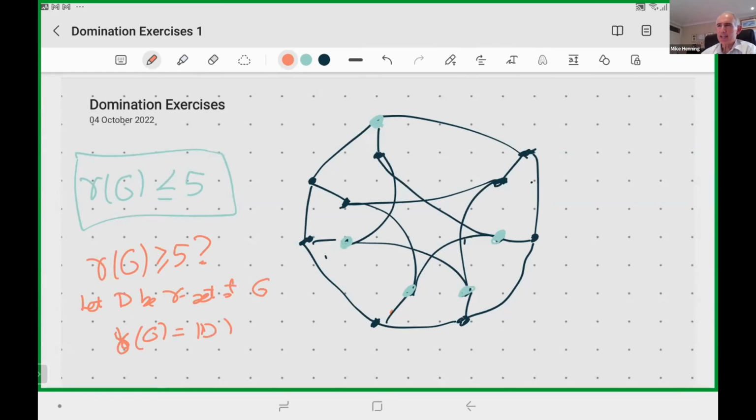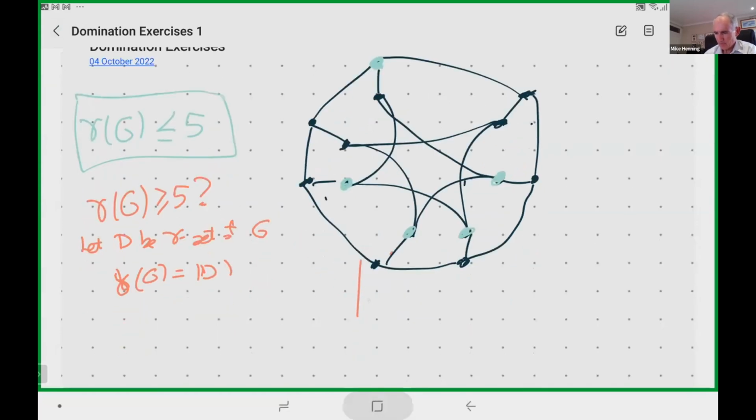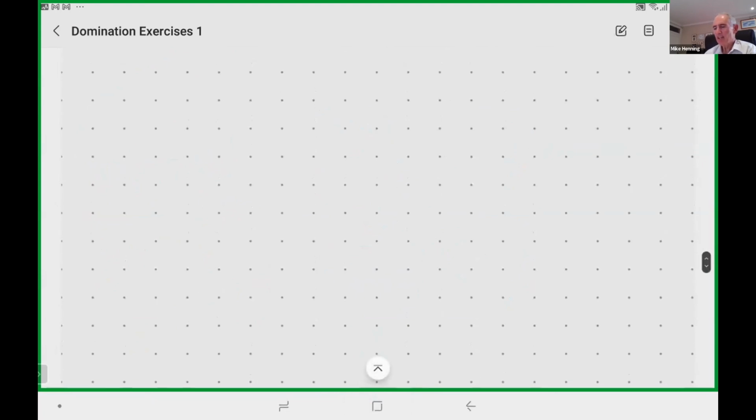Okay, there's many ways, but let's look at one way. Let me see if I can get some more space. Oh, how do I create a new page? Let me see if I can get a... Okay, excellent.